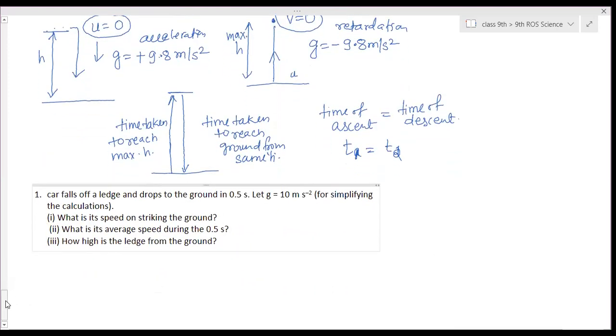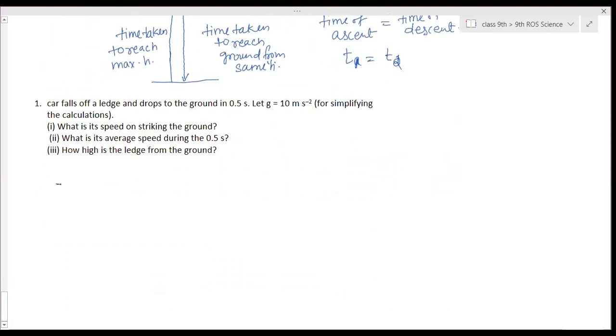So here only time is given and g value is given. So now the car has fallen off from the ledge. So it is from a certain height, it falls off on the ground. Before this, what is the initial velocity here? Ma'am, 0. Before it falls off, it is 0 meter per second. Time taken to reach the ground is 0.5 seconds. And it is moving downward, so g is plus 10 meter per second square.